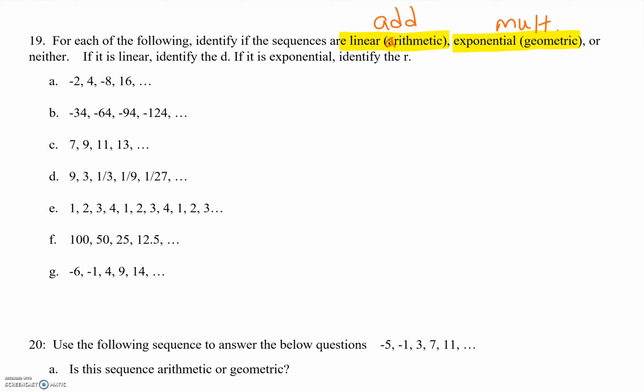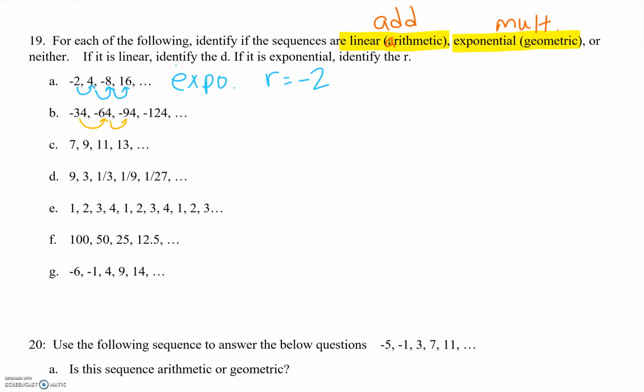So here we go. Part A, we see it's -2 to 4, 4 to -8, -8 to 16. 2, 4, 8, 16. I know I'm doubling. We know then that it will be an exponential function where the common ratio is a -2. Cool. Well done.